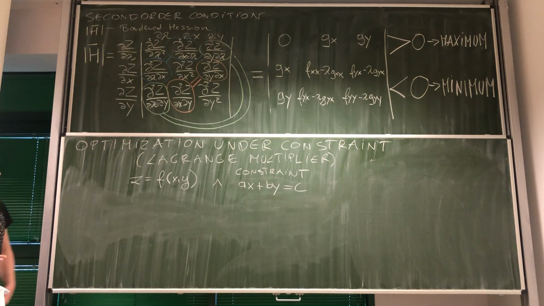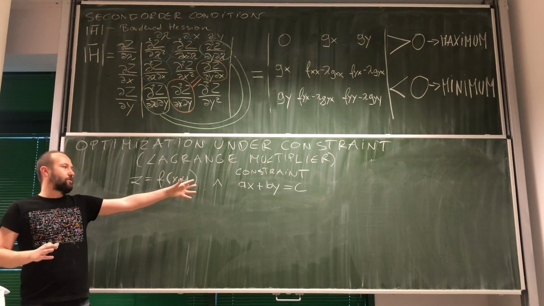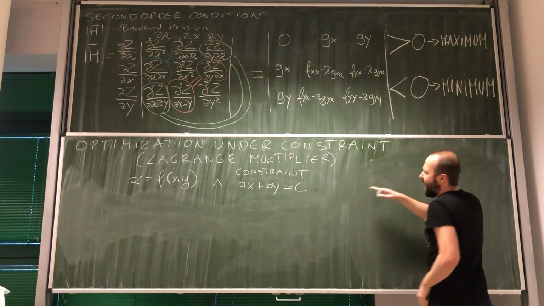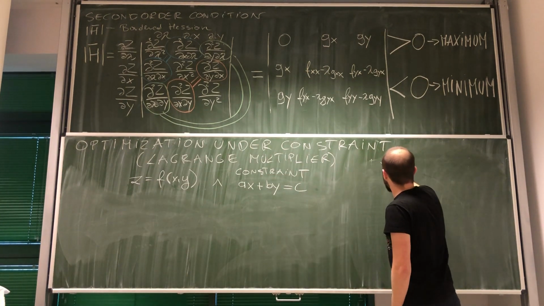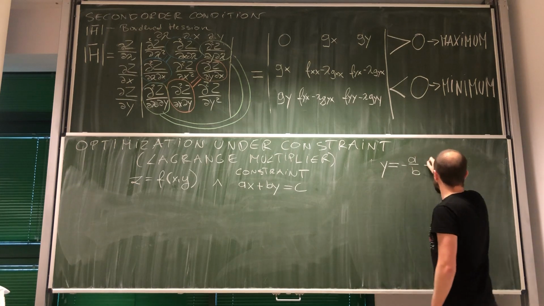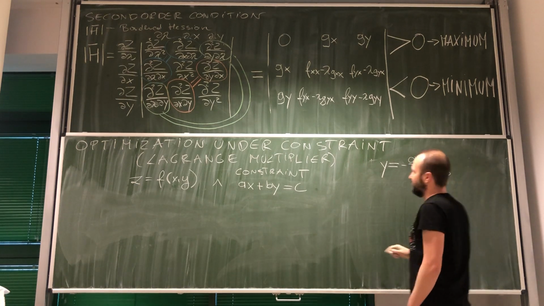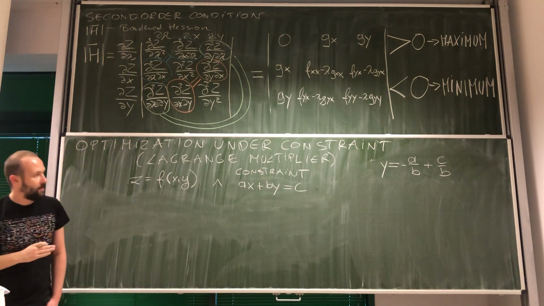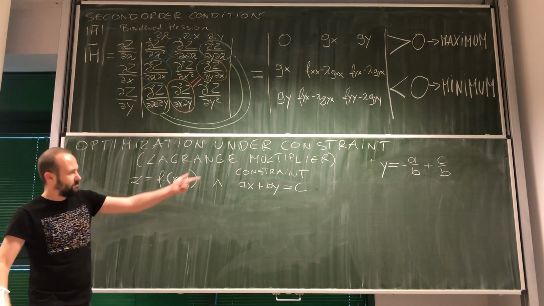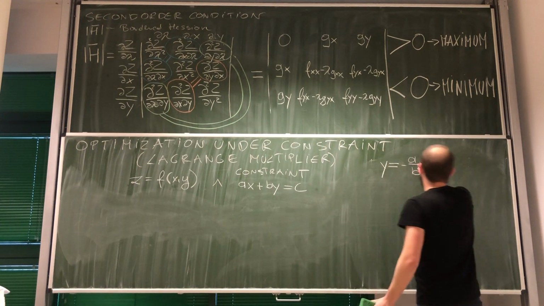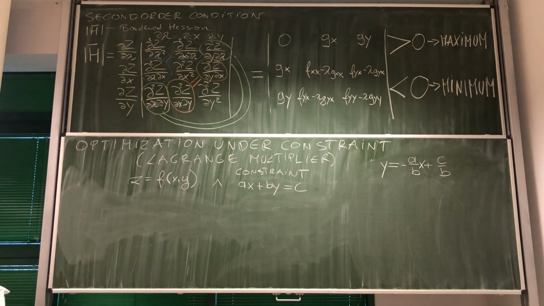Look, this is a linear function. I know it doesn't look like this the first time you see it, but look, I can solve it for y, and I'm getting that y is equal to -a over b x plus c over b, right? If I solve this for y. So this is a straight line, right? This is of course x. This is a straight line.